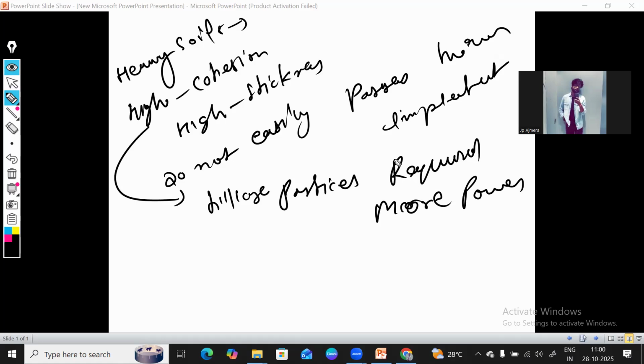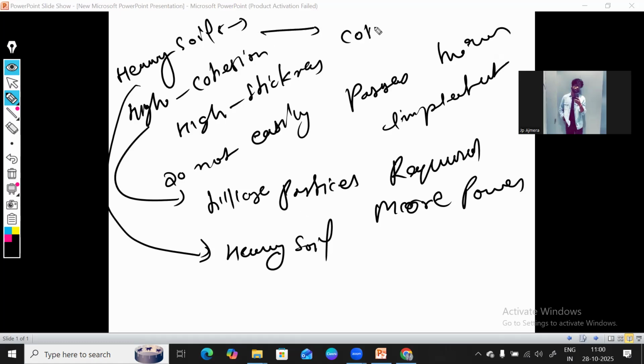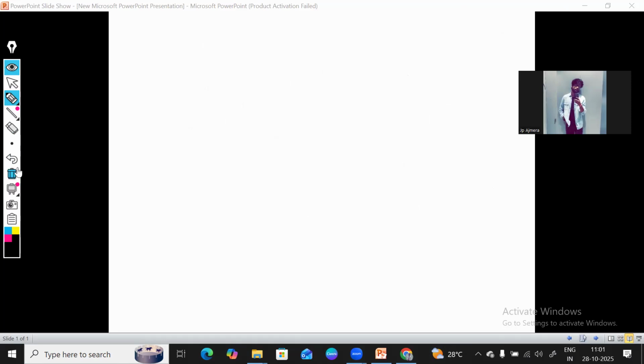In other words, it makes the soil heavy because it requires more power and is hard to cultivate. That's why we call it heavy soil. The reason is that it requires more power to cultivate. These soils are suitable for cotton cultivation, rice, and sorghum. Cool. I hope it's clear to you. Let's move to the next one.